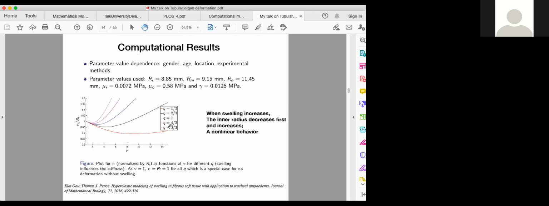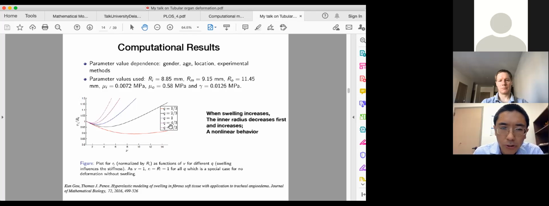Just in summary, when swelling increases, the inner radius does not change monotonically or uniformly, but decreases first, then increases. This is beyond our intuition. What we always think is that when there is swelling, the lumen will always shrink. It's not always true. Sometimes the lumen will also increase.